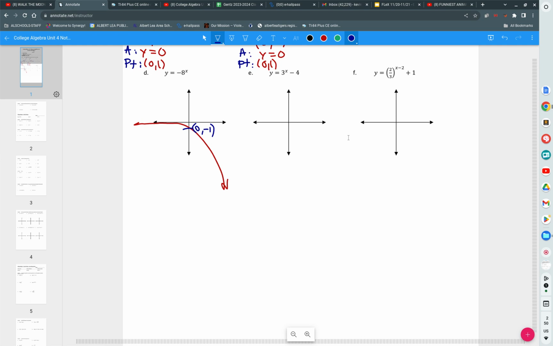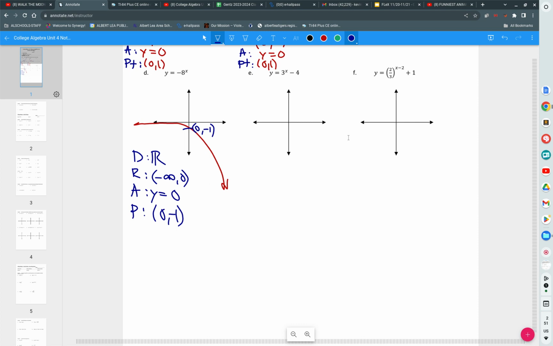I have the domain, the range, the asymptote, and the point. We already said it goes through 0, -1. What is always the domain? All real numbers. What is the range in this situation? Negative infinity, 0. Yeah, it goes from negative infinity on up to 0. And the asymptote is y equals 0, that horizontal piece. Any questions on that example?